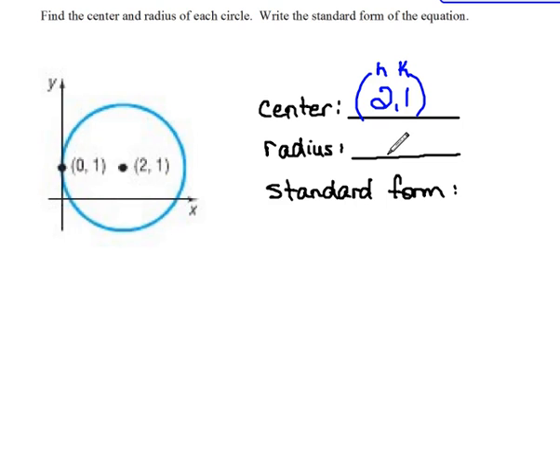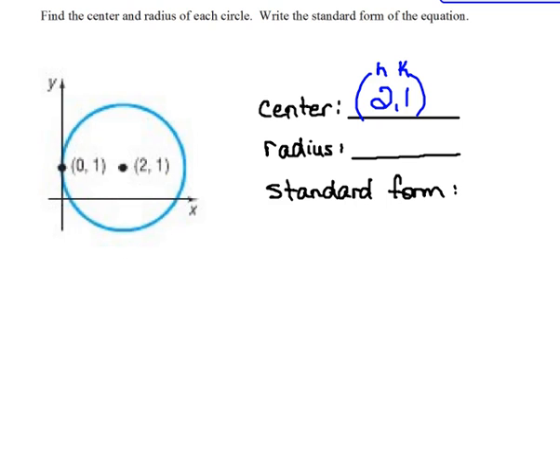Now, as far as the radius, it is the distance from any point on the outside of the circle to the center. Now, especially in this one, we could just look at that and say, well, it's this many units. But I want to go through and do it the long way so that if it were any two points that weren't in such a nice spot, you'd still be able to find the radius.